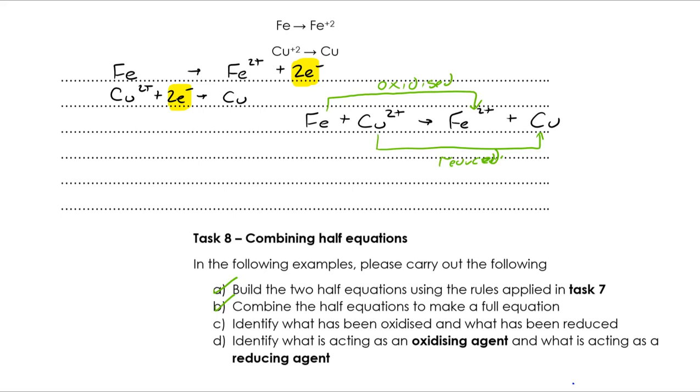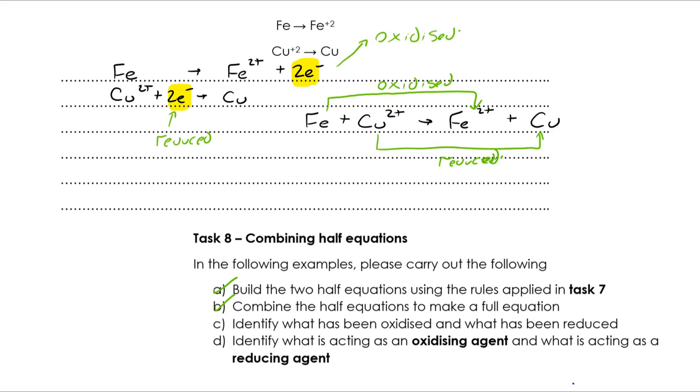Now I can see that the Fe has become Fe2+. That's an increase in oxidation state, so it's oxidized, and my copper 2+ has been reduced to copper because I've reduced the oxidation state. But I can also tell what's been oxidized and reduced from the half equations, depending on whether electrons have been lost or gained. So you can see that there.